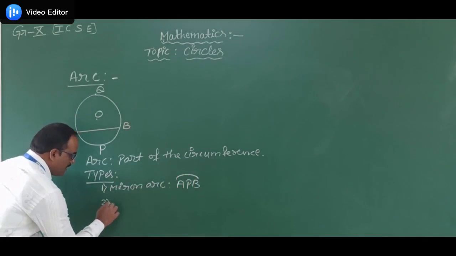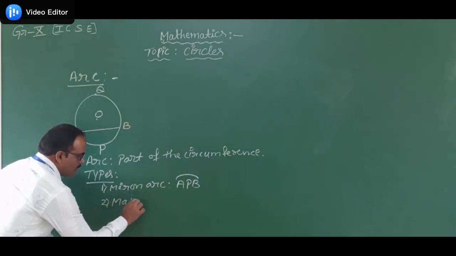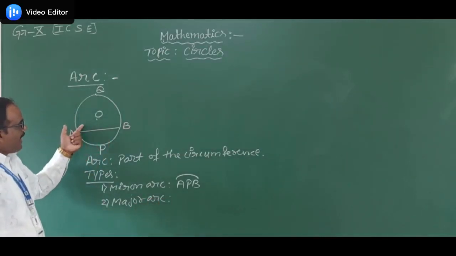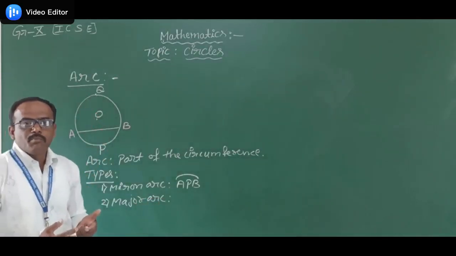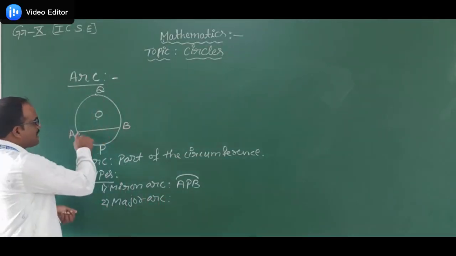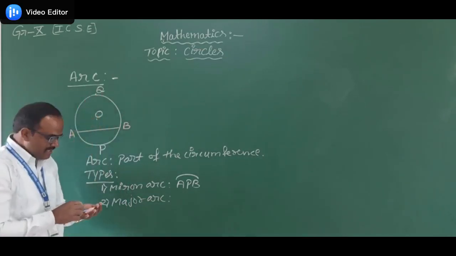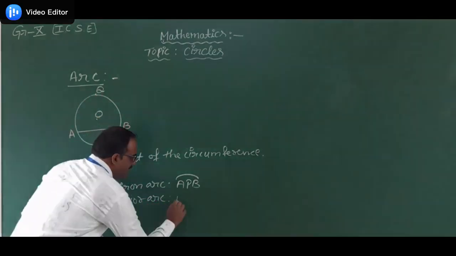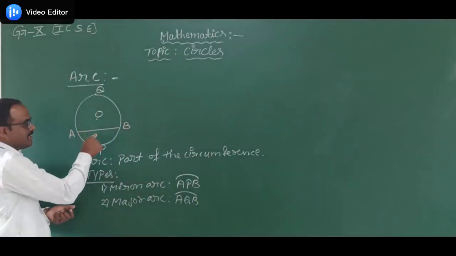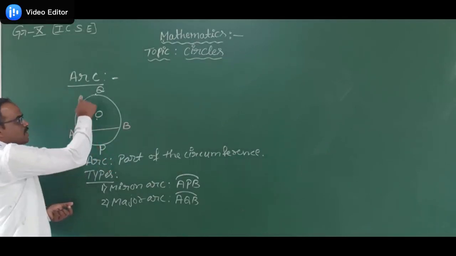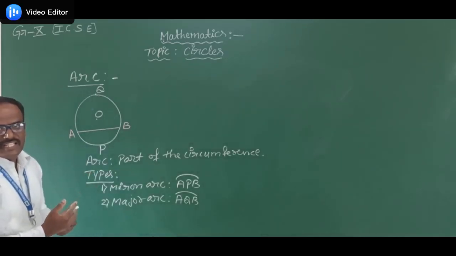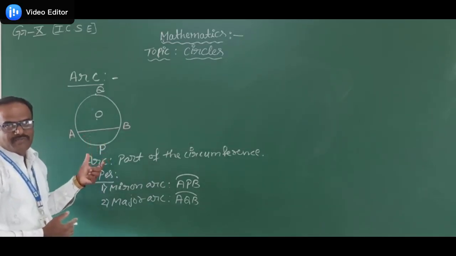Then the second one is major arc. What is called major arc? The part of the circumference which is more than the semicircle, or we can say the larger part of the circumference is called a major arc. In the diagram, AQB is the major arc. Here APB is the smaller arc, AQB is the major arc. Depending on the length, we are dividing the types of the arcs.